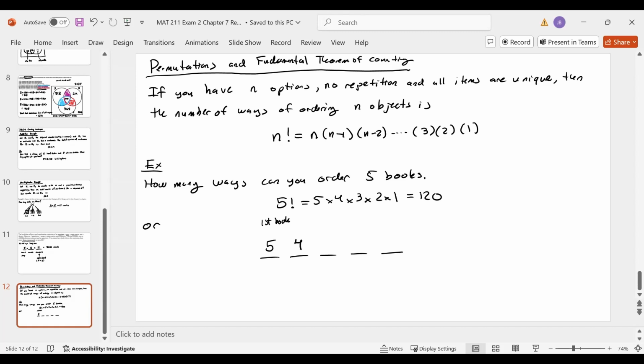So then I have 4 options for my second book, and then I have 3 options for my third book, and then I have 2 options. I looked at the wrong number. And then I have 1 option, right? So as you're going down the line, you're starting to lose more and more options like that, okay? And then if you multiply all of these together, you get 120.